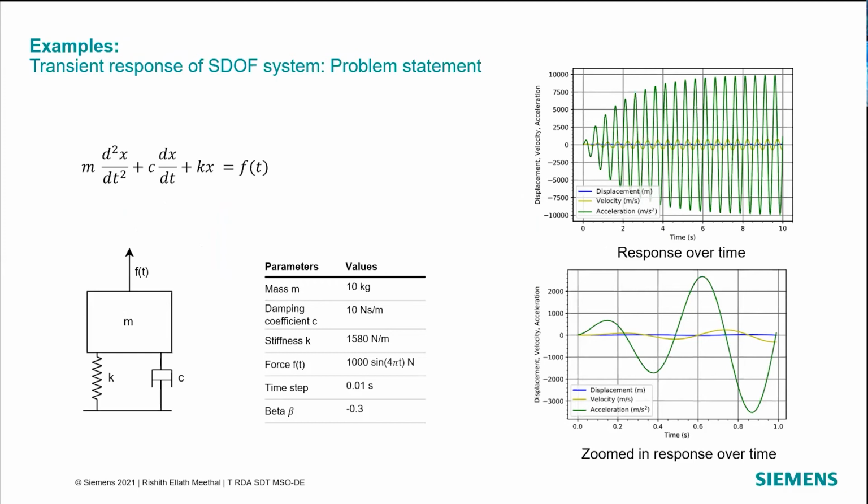First one, we will consider a single degree of freedom example. Normally, a single degree of freedom example is used to represent any simple vibrating mass which is connected to a spring and a damper. It is represented by a second order differential equation in a single variable, where x is the response or displacement of the system and f is the force acting on the system. On the right hand side, you can see the response of the system calculated using a numerical time integration scheme. On the bottom, you can see the zoomed in response.